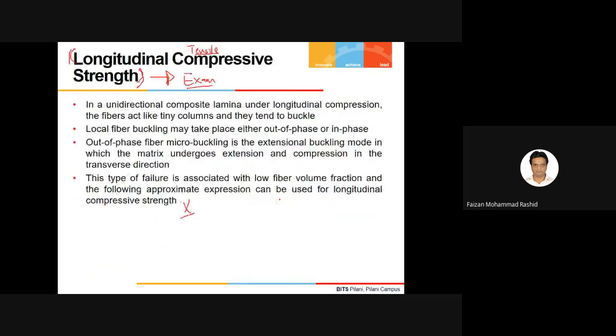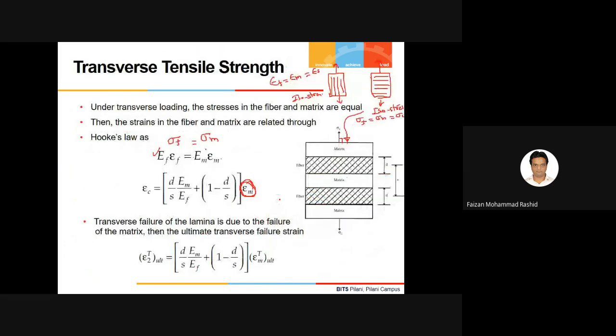So when the matrix is going to fail in this compressive direction, the strain in the matrix we can substitute with the ultimate strain in the matrix, which will be there till the failure. So transverse failure of a lamina is due to the failure of the matrix.